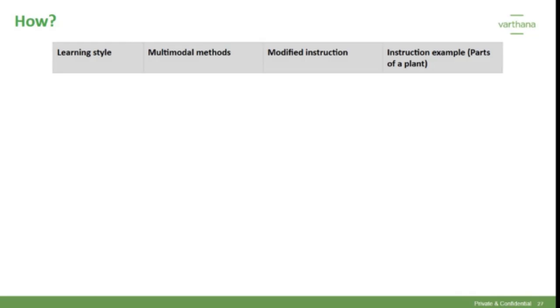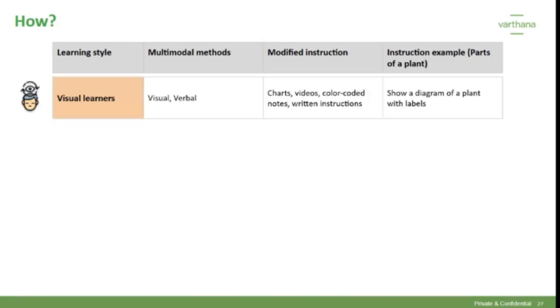So we will see, one by one, according to the learning style. So the first one, visual learners. Usually the multimodal method that we use for teaching visual learners is mainly visual, and sometimes we use some verbal methods also. So it's usually a mix. So how can we modify this?